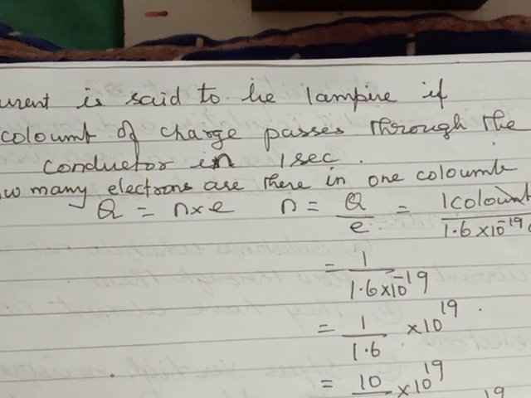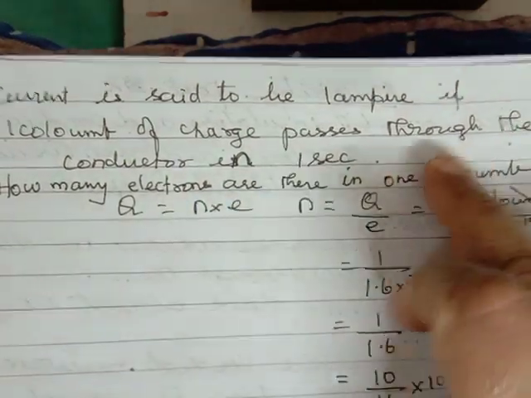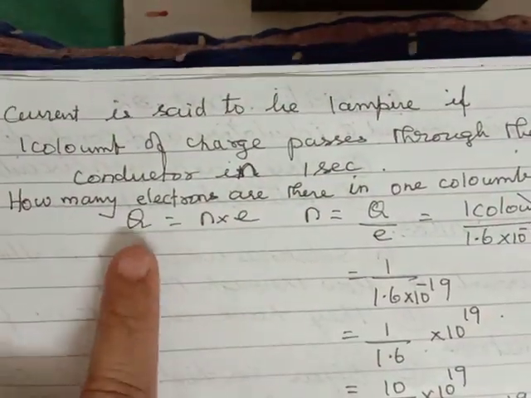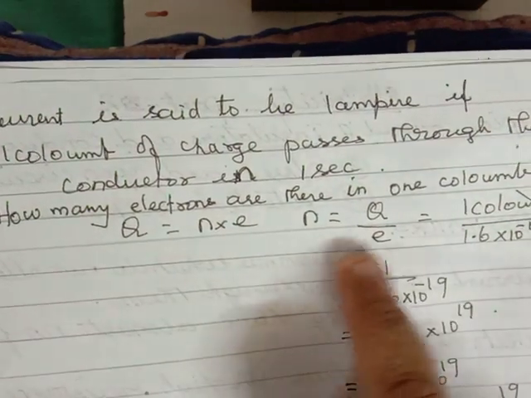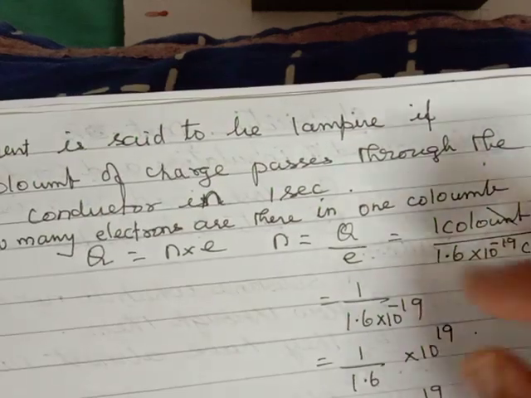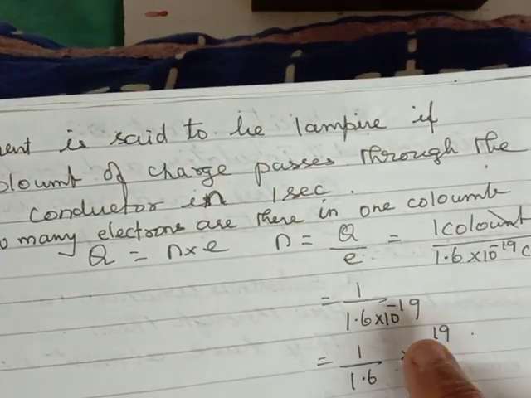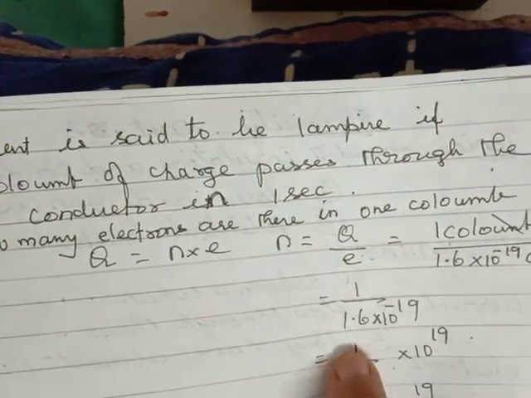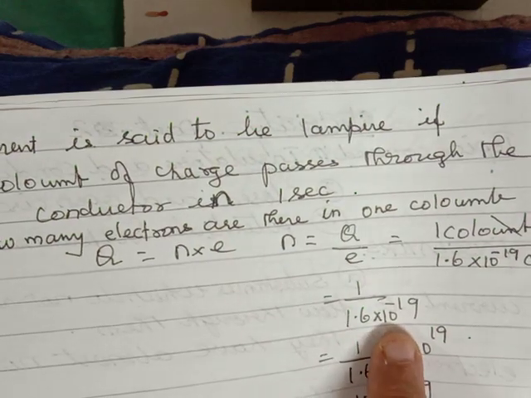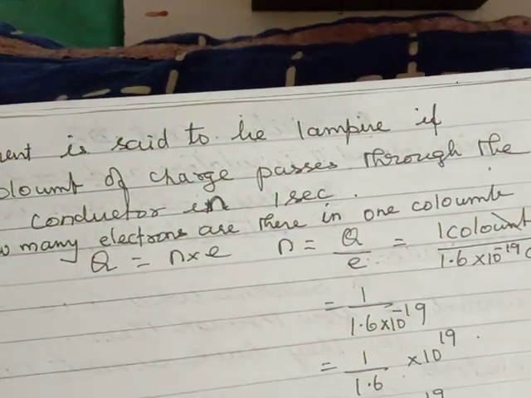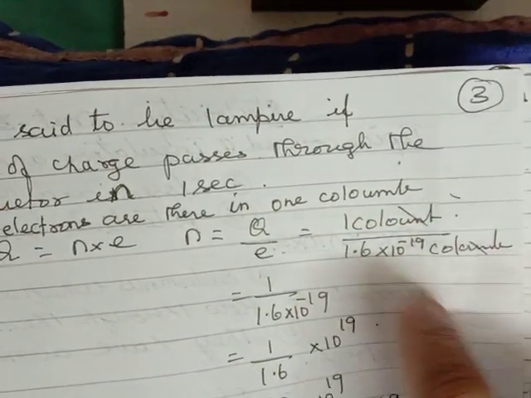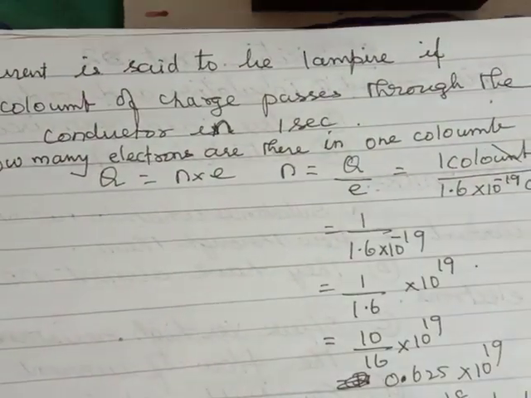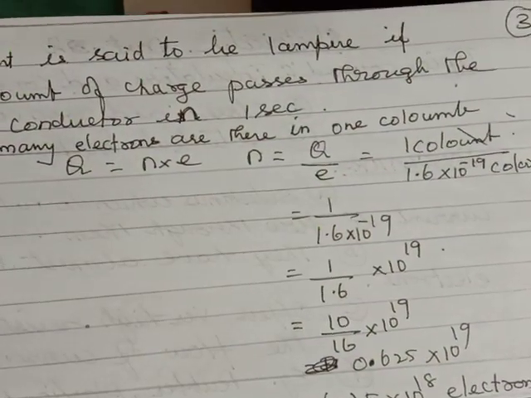So we can learn the value, but before learning the value, let us have a small derivation. You know the formula Q is equal to n into e, or n is equal to Q by e. So 1 coulomb, here it is 1 coulomb. 1 by, what is the value of e? 1.6 into 10 to the power of minus 19 coulomb. See here, coulomb and coulomb get cancelled. So you will have the value as 1 by 1.6 into 10 to the power of minus 19.